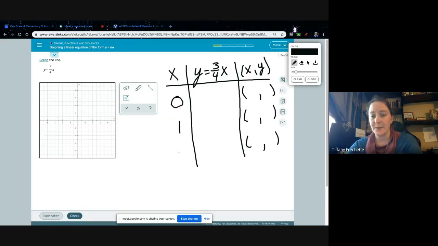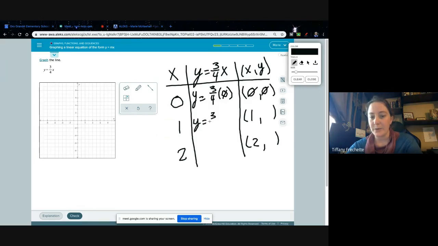So the three easiest points, 0, 1, and 2. So you can already fill this in. I know I'm going to plug in 0. I know I'm going to plug in 1. I know I'm going to plug in 2. What we need to do is find out what is y going to be. So y equals 3/4 times, and I'm going to put this in parentheses just so you know it's a times 0. Well, anything times 0 is 0. So I get 0, 0 for my first one.